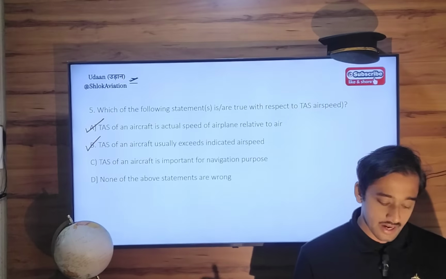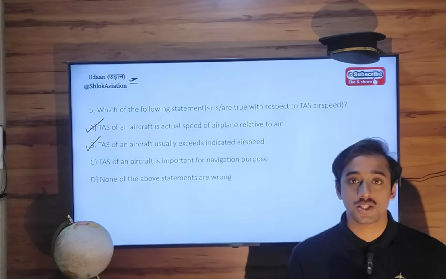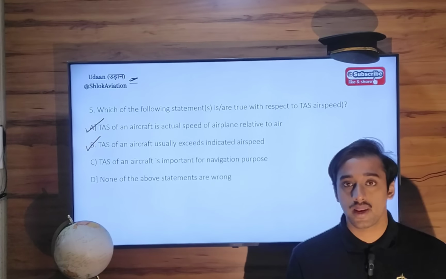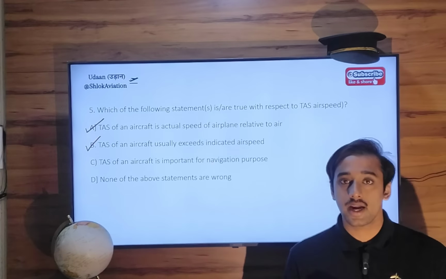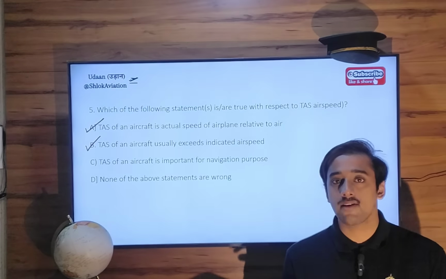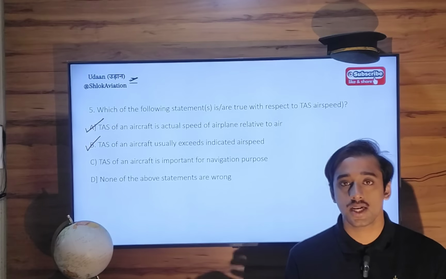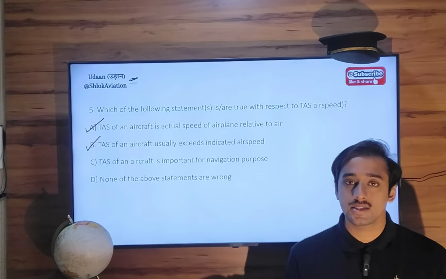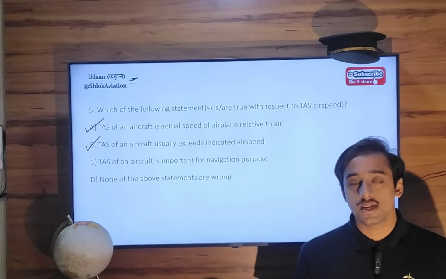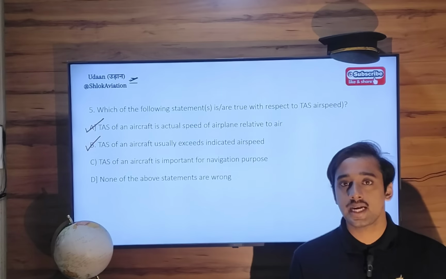Next, true airspeed of aircraft usually exceeds indicated airspeed. Now, all your pressure instruments, let's talk about the airspeed indicator, are designed to work at ISA atmospheric conditions, right? But every day we don't have ISA conditions. We have non-ISA conditions. Some days are warmer than ISA, other days are colder than ISA. In such a manner, we fly on non-ISA condition days. On such days, the airspeed indicated by our airspeed indicator is called indicated airspeed.